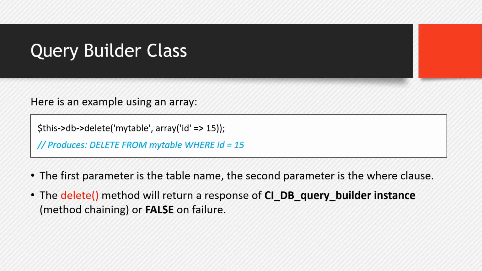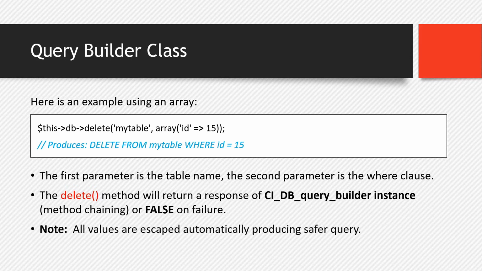So the delete method will return a response of a CI DB query builder instance, which is usually used for method chaining, or false on failure. Okay, note, all values are escaped automatically, producing a safer query. Okay, guys? So I encourage you, as I always say, to use the query builder instead of the query function, because using query builder, it automatically produces a safer query. Okay.